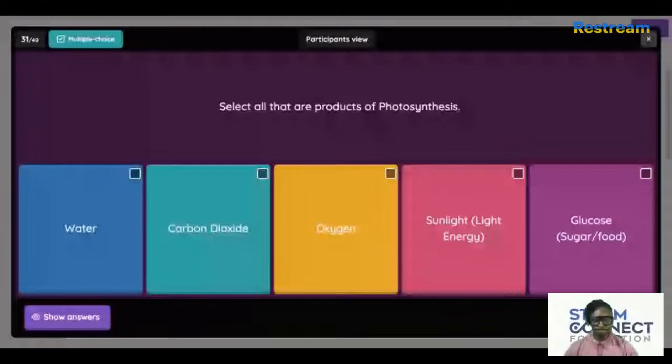Let's see if you know this. There are two main answers to this, but the products of photosynthesis. What do you get from it? And just give me two colors. You don't have to type it all in. What two colors are the product of photosynthesis?